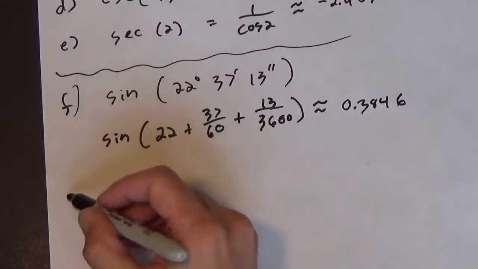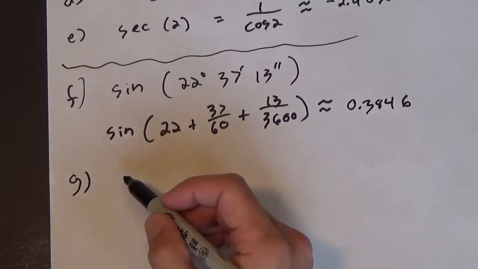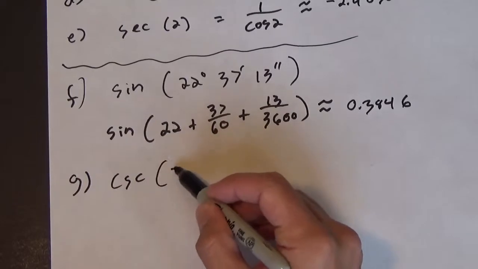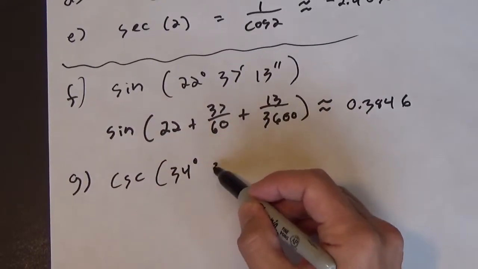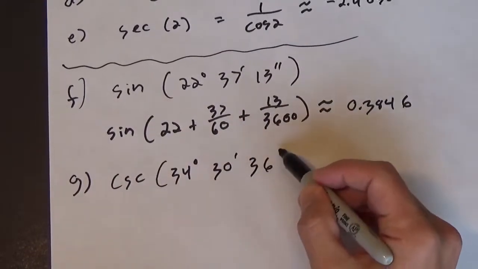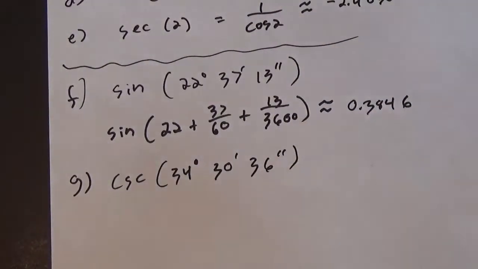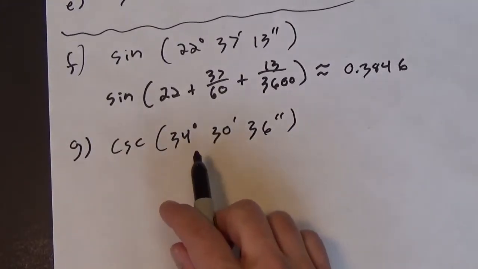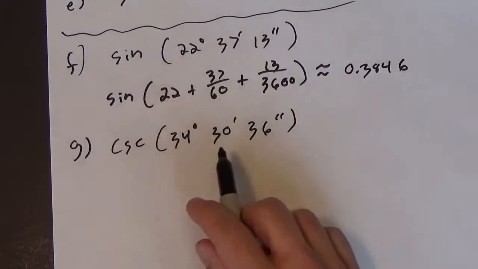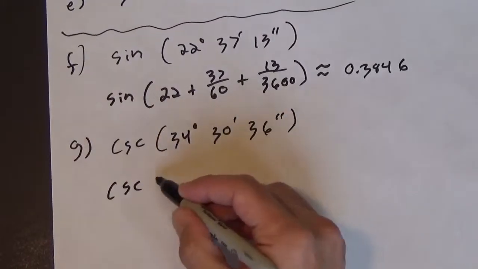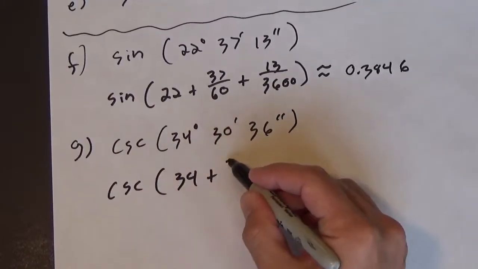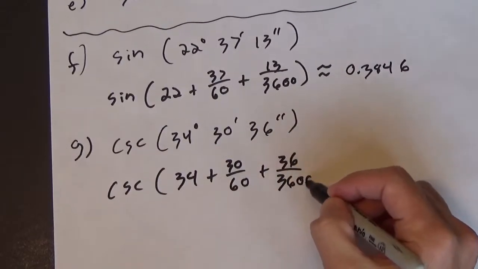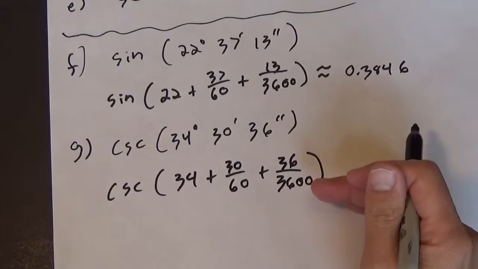Let's try another one. EFG. Let's say we want the cosecant of 34 degrees, 30 minutes, 36 seconds. So we've got the same thing going here. We first have to convert the degrees, minutes, seconds to degree decimal. So we're going to have the cosecant of 34 plus 30 over 60 plus 36 over 3600. That looks like it's going to come out to be a nice number there.